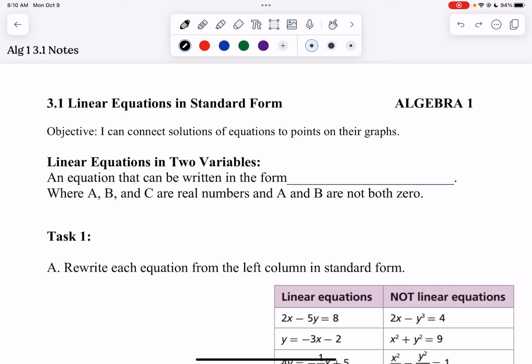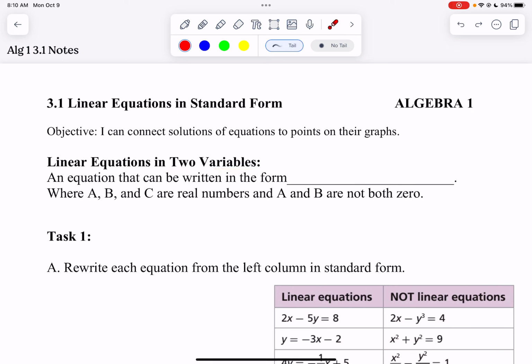Linear equations in standard form. So our objective is going to be to connect solutions of equations to the points on their graphs. First we need to talk about what is a linear equation in two variables.